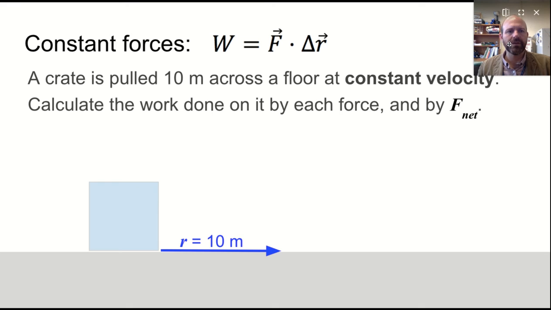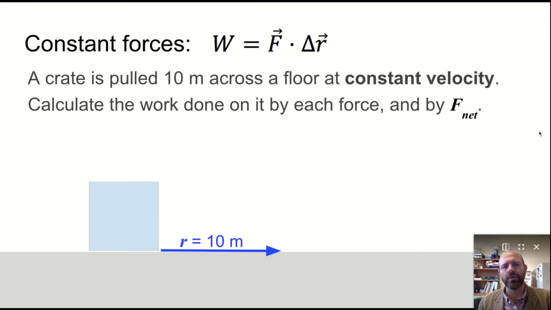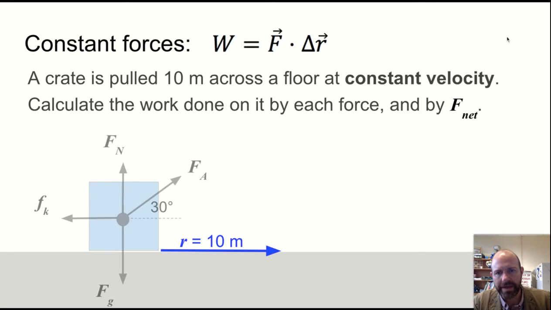And so we can look at this example here. A crate is pulled across the floor at a constant velocity. Calculate the work done by each of the forces and by the net force, because you can calculate the work done by individual forces, and you can also calculate the work done by the net force. We call that the net work. More on that in a second.